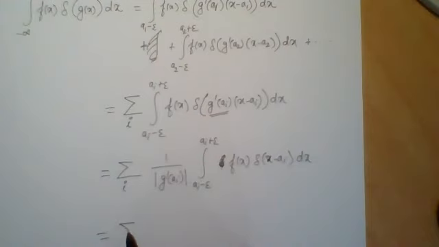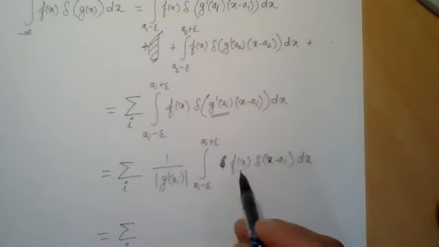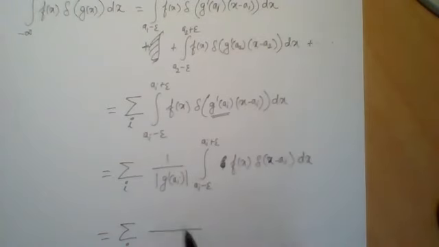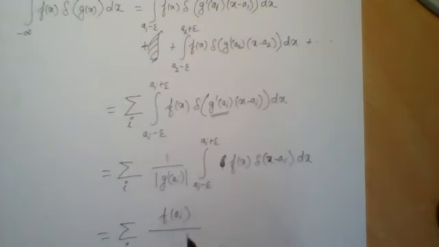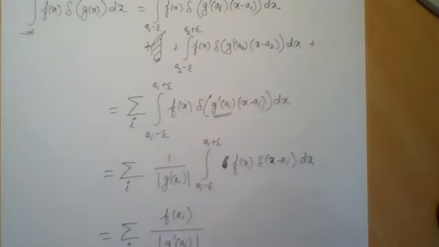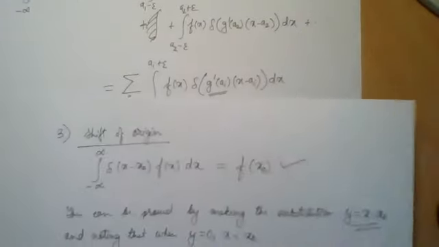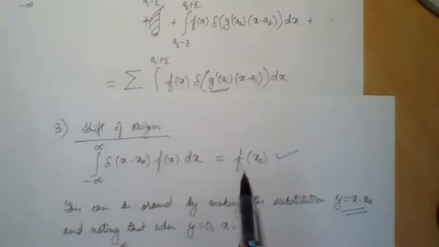summation over i. This is nothing but f of a_i. So this is nothing but f(a_i) divided by modulus of g prime(a_i). What have we used here? We have used the shift of origin property here.